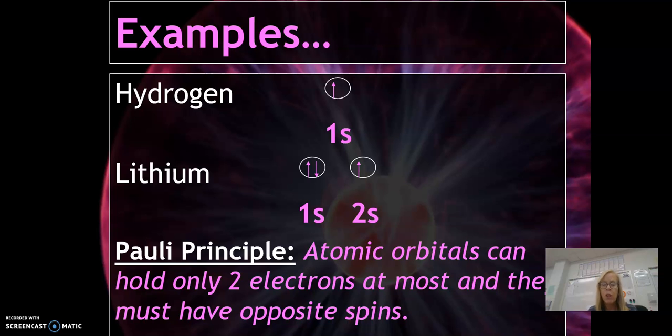You'll have to know what's called the Pauli exclusion principle. This says Pauli principle, but you might want to add the word exclusion. The Pauli exclusion principle says that atomic orbitals can only hold 2 electrons at most, and they must have opposite spins. So from a highlighting perspective, you want to underline or highlight 2 electrons, and you want to underline or highlight that they must have opposite spins.